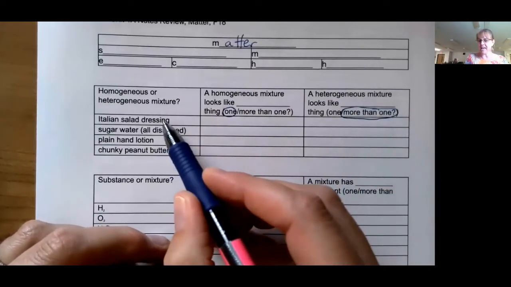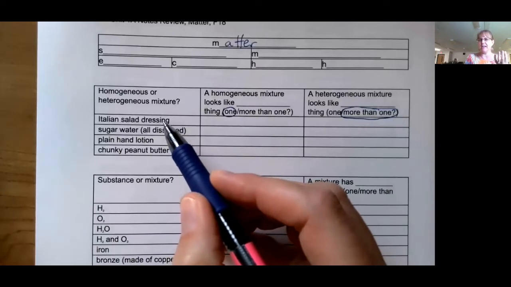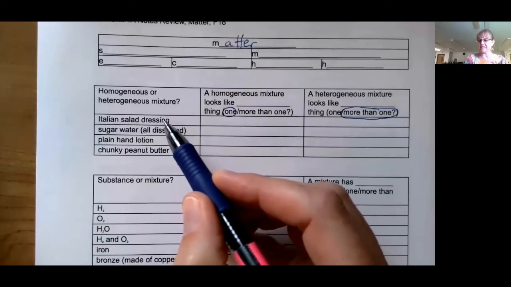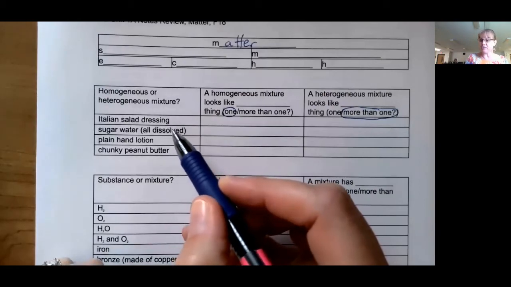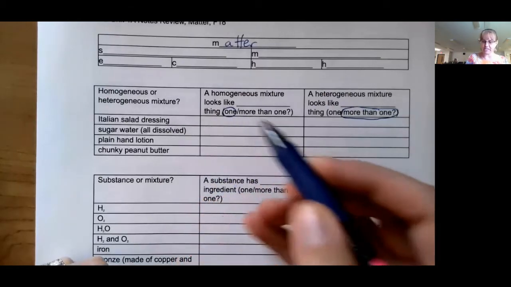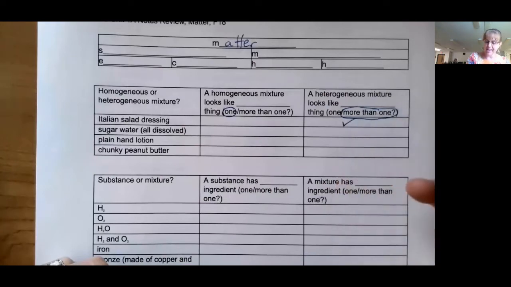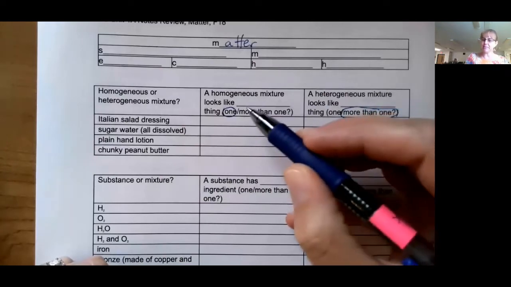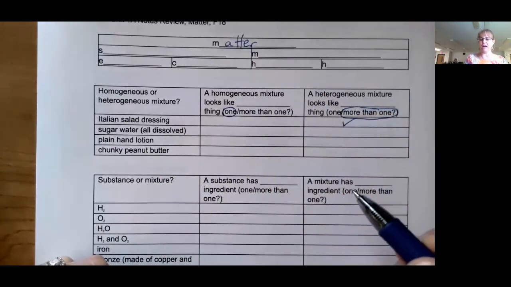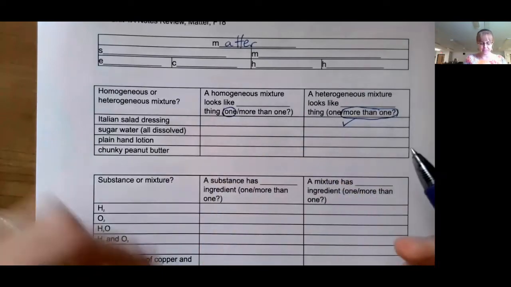So Italian salad dressing has all these little bits of spices and stuff in it. You have to shake it because it separates out. So it looks like you can see the different parts in the salad dressing. Therefore, it is a heterogeneous mixture. Keep going, putting a check in the box for each of these items.